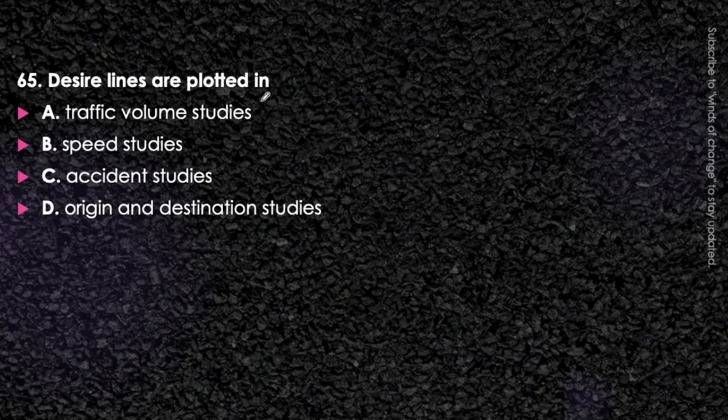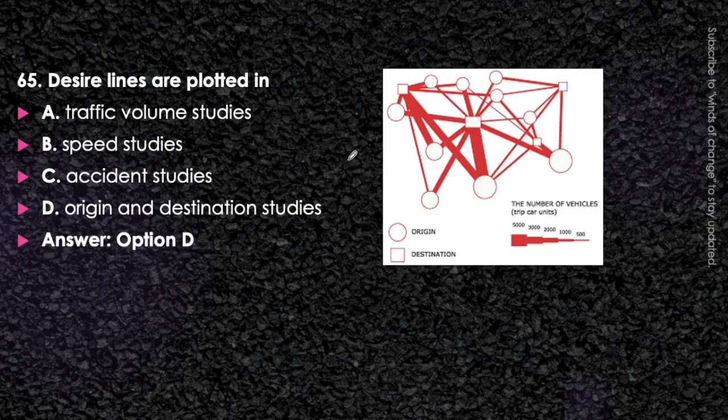Next question. Desired lines are plotted in traffic volume studies, speed studies, accident studies or origin and destination studies. Think about where we provide the desired lines. We have explained these desired lines in the revision video of traffic engineering, the link of which is given in the description box. The desired lines are plotted in option D, origin and destination studies. These are the lines plotted between origin and destination. There are many origins and many destinations, and if the traffic is more, the thickness of that line will be more. If the traffic is less, the thickness will be less. So in this method, the thickness represents the traffic intensity.